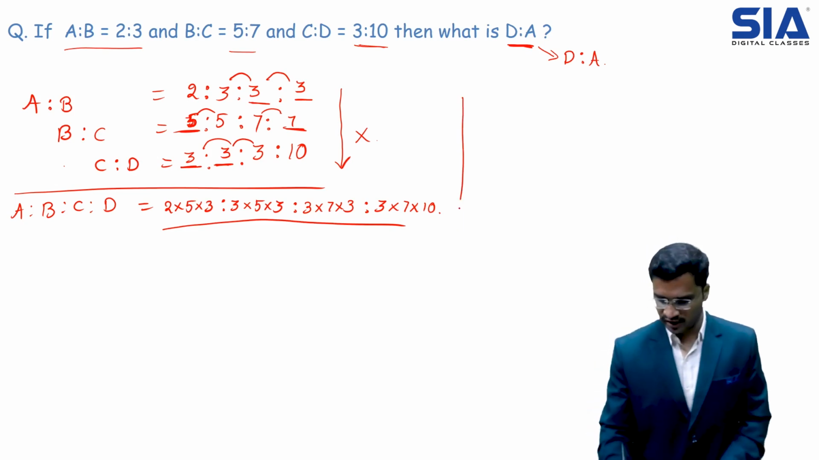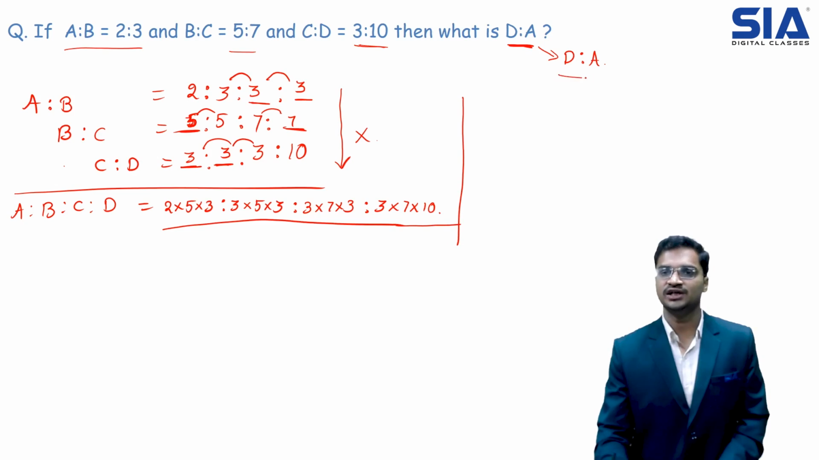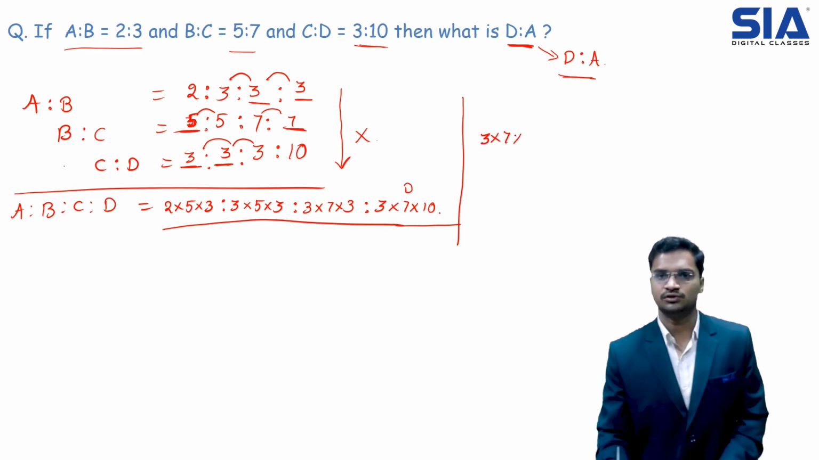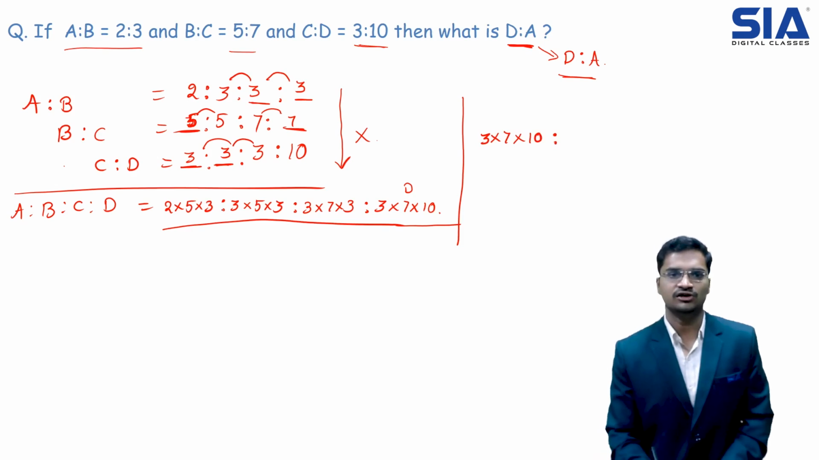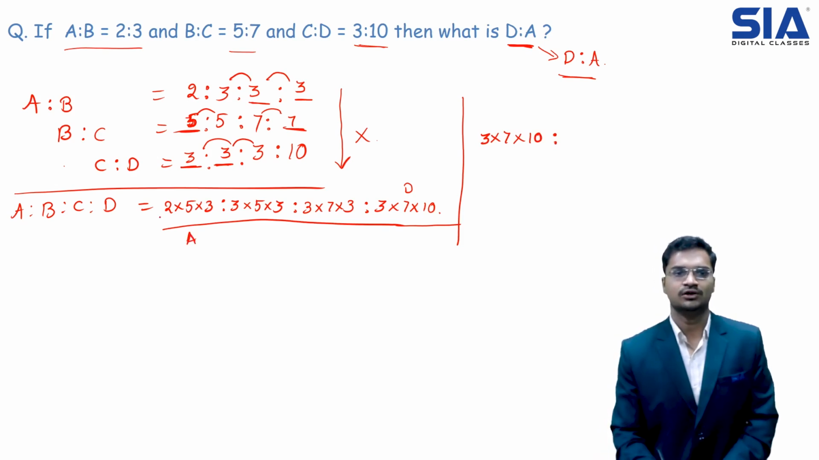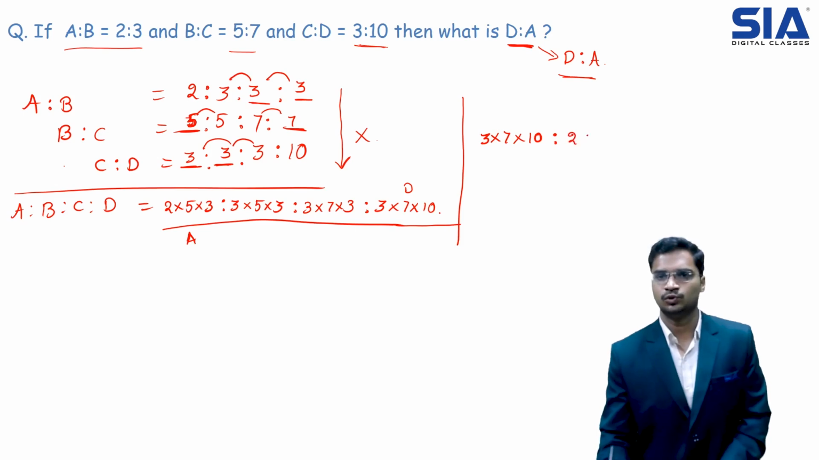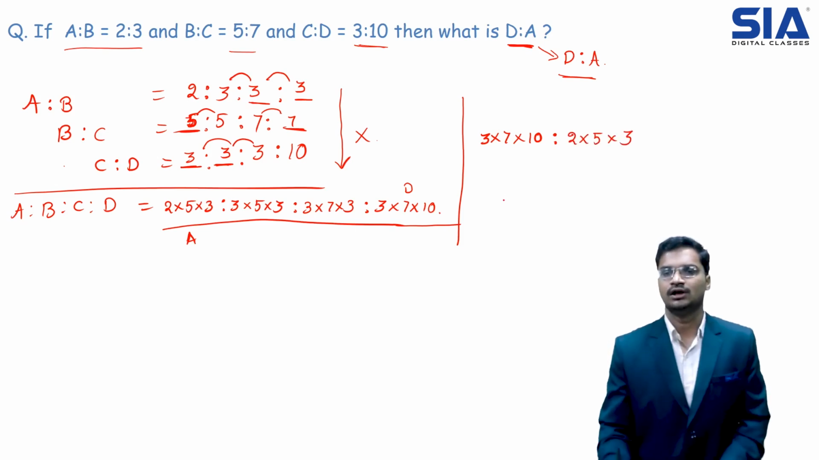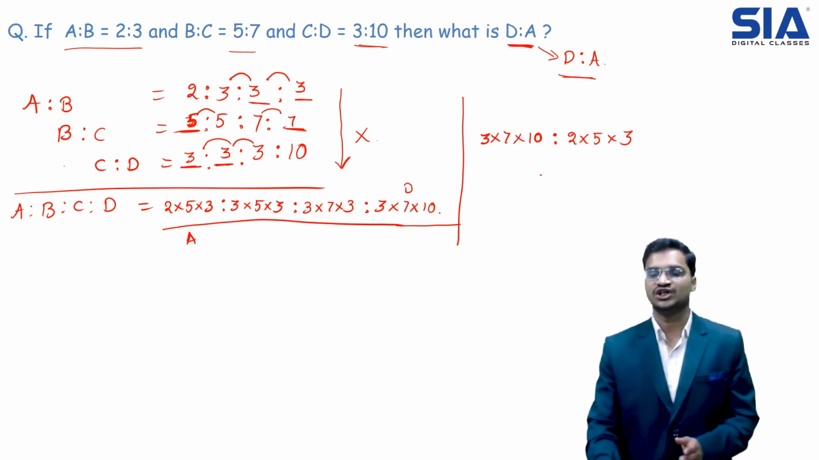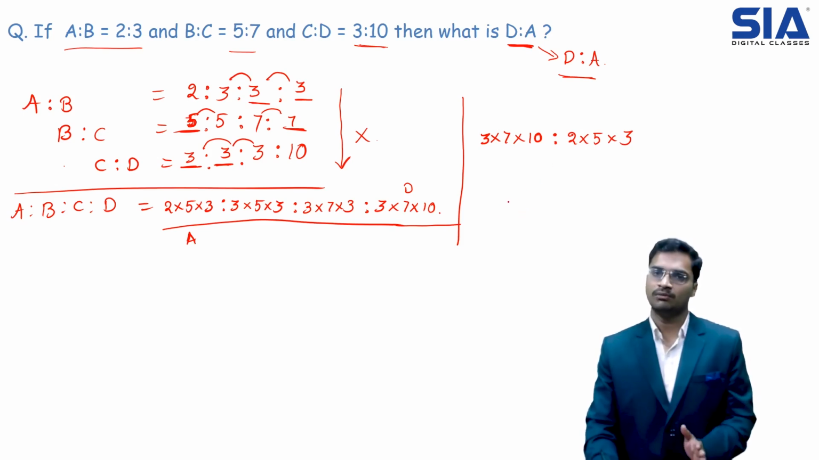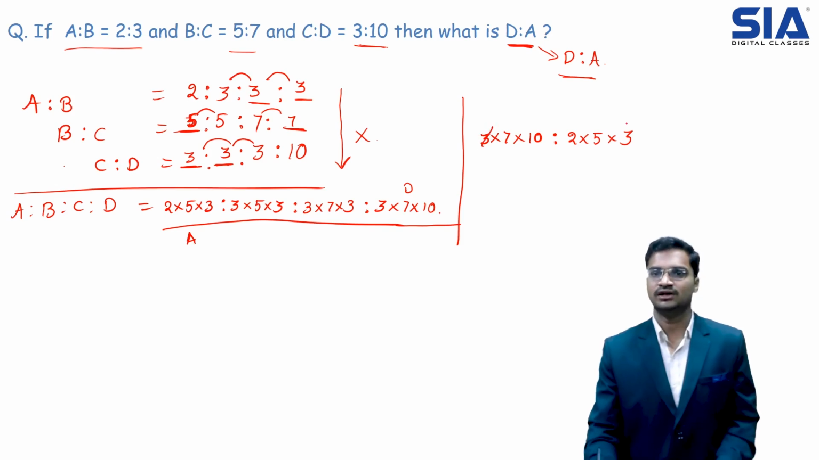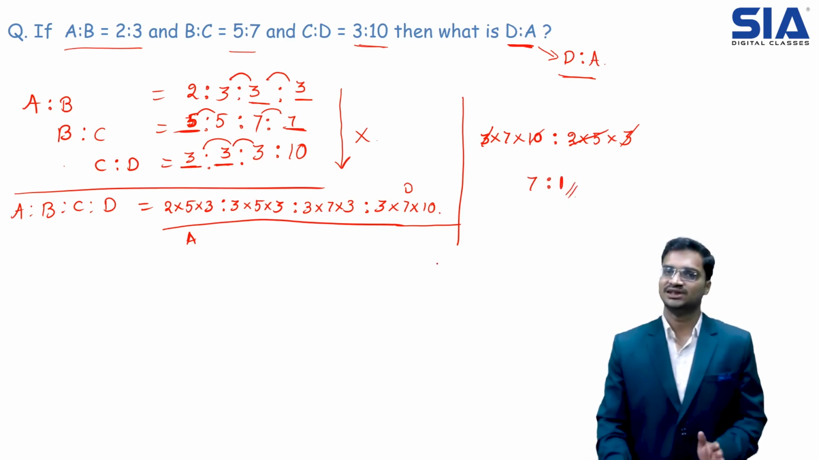So what do we have to find now? We have to find the ratio of D ratio A. First of all, I write the values of D: D is 3 into 7 into 10. The value of A is 2 into 5 into 3. After writing this, I have to check whether any numbers are common. If they are common, I have to cancel them. So here 3, here also 3. Then 5 2s are 10, 5 2s are 10. So I'm left with the ratio of 7 ratio 1. So our answer is 7 ratio 1.